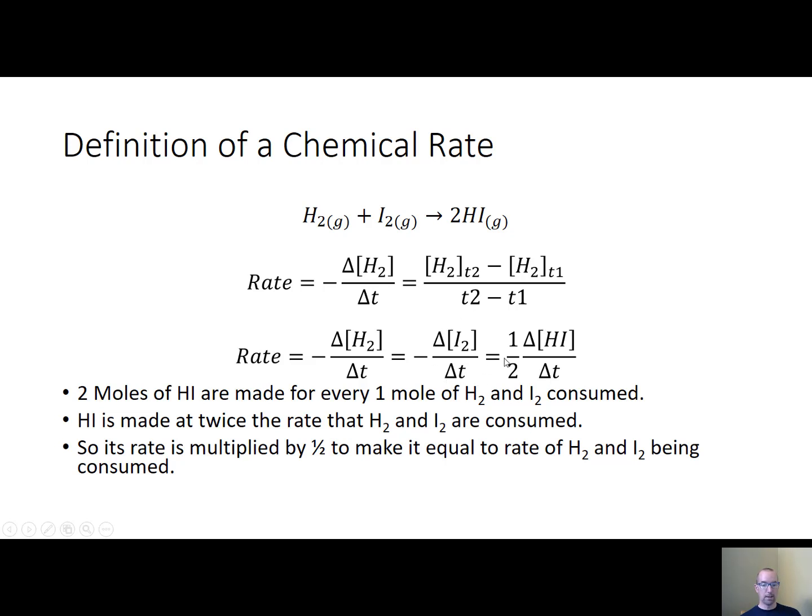But for HI, you notice that the negative sign disappears. And we have a 1/2 here. So 2 moles of HI are made for every 1 mole of H2 and 1 mole of I2 that are consumed. So HI is made twice as fast because we get 2 molecules of this every time one of each of these molecules disappears. So its rate is multiplied by the reciprocal of this, which becomes 1/2. And that makes its rate equal. So the negative sign also goes away, and the rate at which this stuff disappears is the same rate that this stuff disappears, is the same rate that this stuff appears once the 1/2 is taken into consideration.